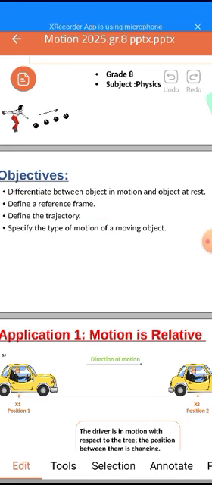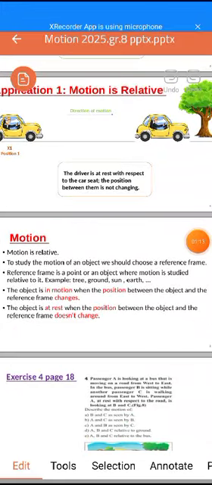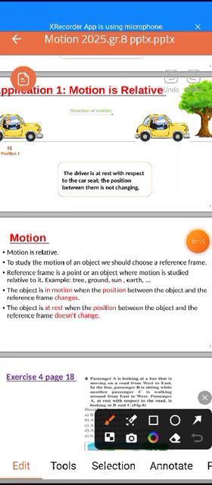Motion, when you think about it, you think that it's the change of place or position. So when we change our place or our position, then you say that the object seems to be in motion. Okay, so in order to understand the concept, let us first explain the meaning of the reference frame. It's defined down here. You can see the definition of the reference frame. It's a point or an object where motion is studied relative to it.